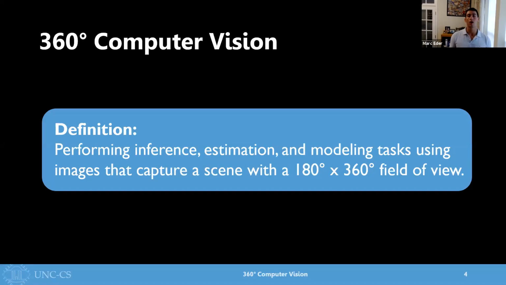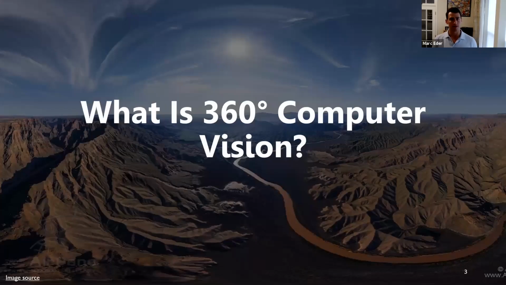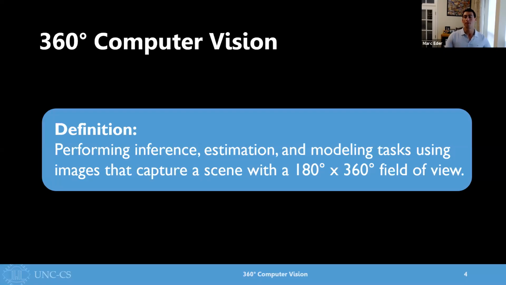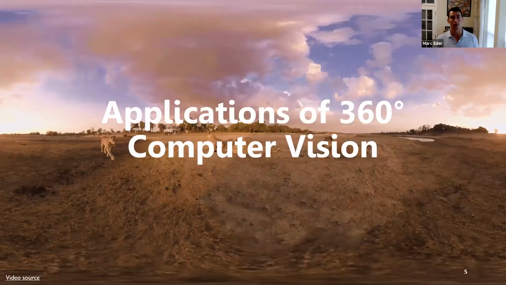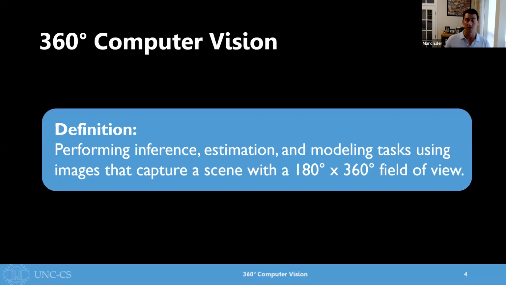Okay, so let's start out defining what I mean when I talk about 360 computer vision. A broad but appropriate definition is performing inference, estimation, and modeling tasks using images that capture a scene with a 180 degree by 360 degree field of view. I have timing set up from previous slides, and I've reused some slides here, so this might get a little annoying, I hope not.